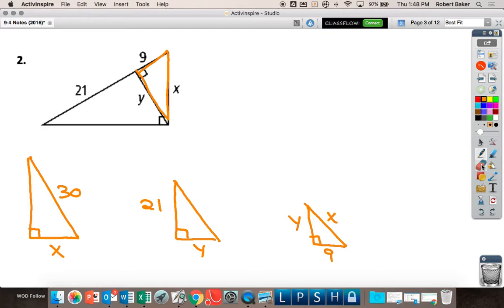Is there a set of triangles that will help you solve for X? The big and the small one? So if we're going to do big and small, we have hypotenuse over hypotenuse. That's X over 30. And then you need a number. Do you want to involve Y in this process? No. So we're going to go short leg over short leg.